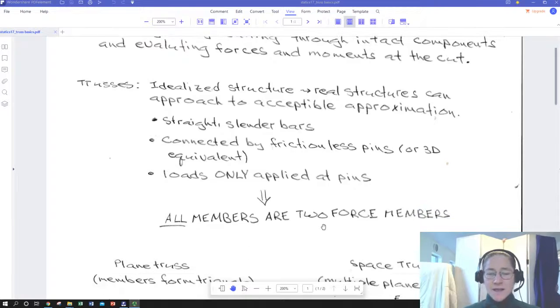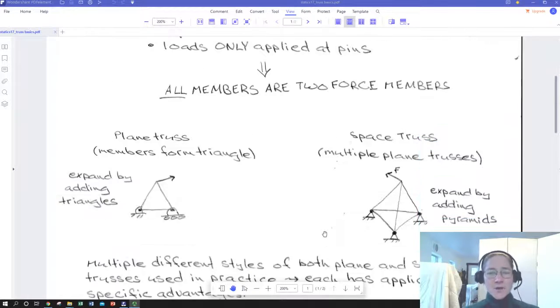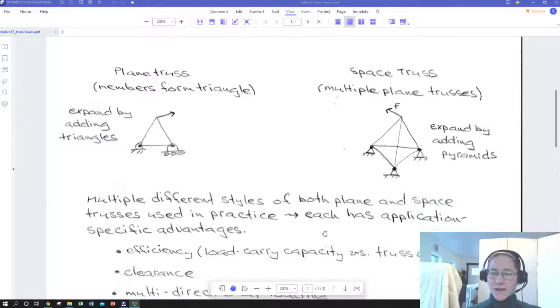So as just a review, what is a 2-force member? It is a rigid body in which you have only forces that are collinear and no moments. So that simplifies our analysis. Okay, trusses come in 2 flavors depending on how many dimensions we want to support.